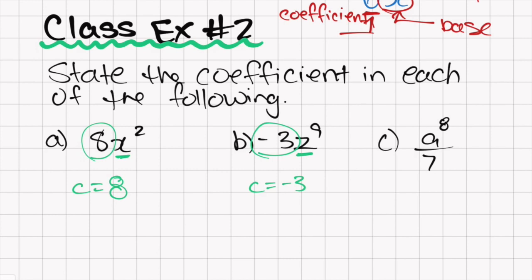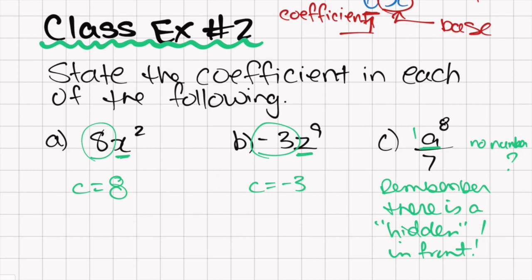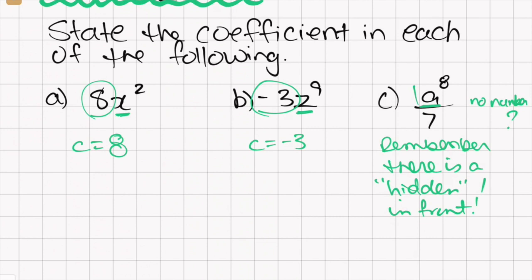For part C, this one is a little bit different. We have a to the power of 8 over top of 7. Remember that there's no number in front of this a, and what we need to assume is that there's a hidden 1 in there. So we have a 1 in front of this a. So really it's 1a to the power of 8 over 7. And the coefficient that we actually have in front of here is 1 over 7. So it's 1/7 a to the power of 8 would be another way that you could write this. So your coefficient there is 1 over 7.